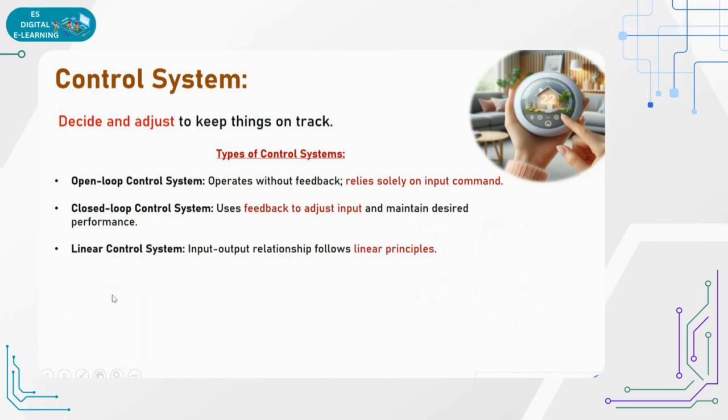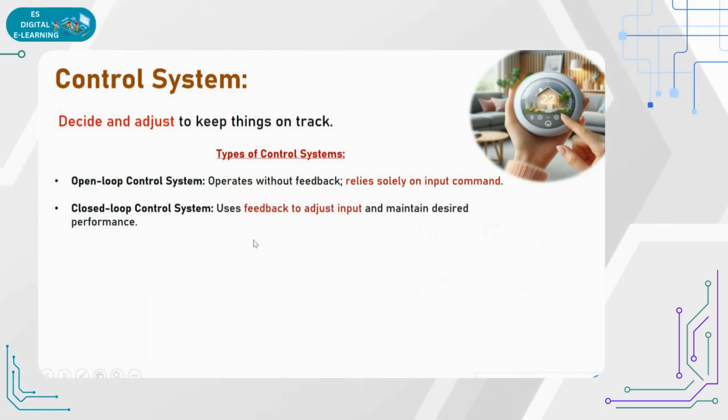And next is the closed loop system. It has a feedback mechanism. Based upon the feedback, the output will be varied and the input is controlled. So it uses feedback to adjust the input and maintain the desired performance.